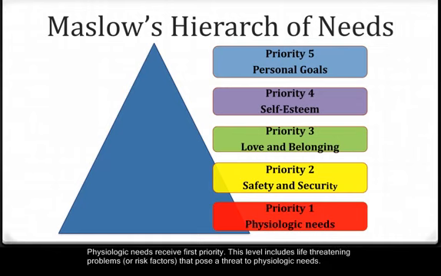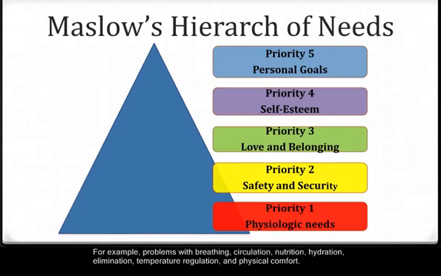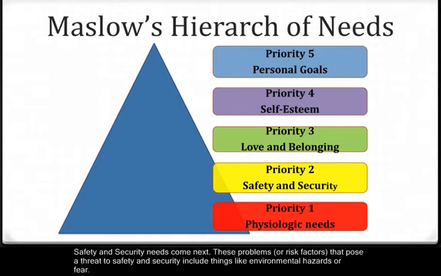This level includes life-threatening problems or risk factors that pose a threat to physiologic needs. For example, problems with breathing, circulation, nutrition, hydration, elimination, temperature regulation, and physical comfort. Safety and security needs come next. These problems or risk factors that pose a threat to safety and security include things like environmental hazards or fear.